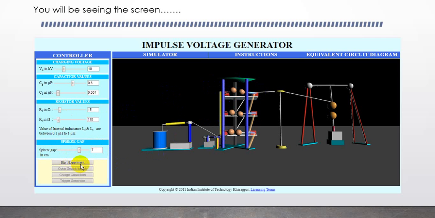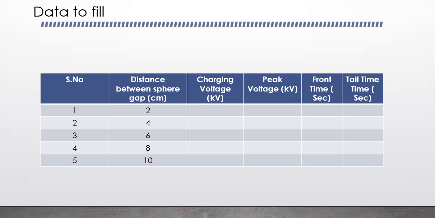To start the experiment we need to click this, and then step by step click on open ground switch, then click on charging capacitors, and then trigger the voltage which generates the impulse voltage. When we click on trigger generator, a waveform will pop up, and from that waveform we can evaluate the charging voltage we have given, the peak voltage we got, the front time and the tail time. Similarly, change the distance to 4, 6, 8 and 10 at constant voltage, and evaluate the peak voltage, front time and tail time.